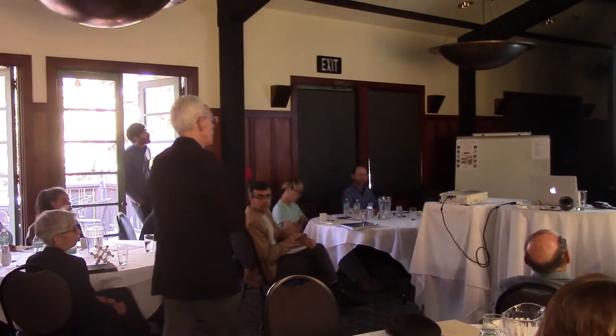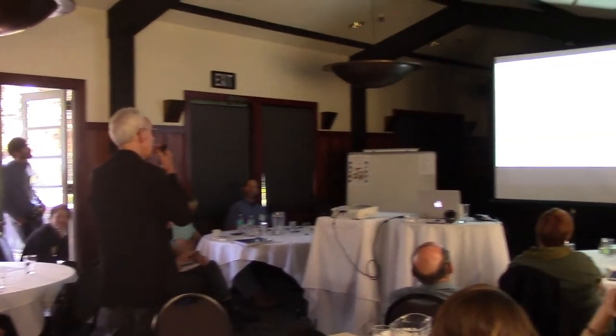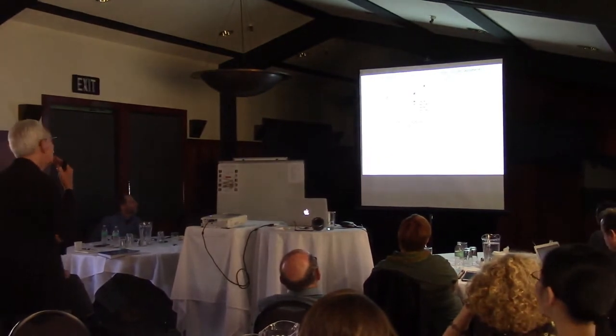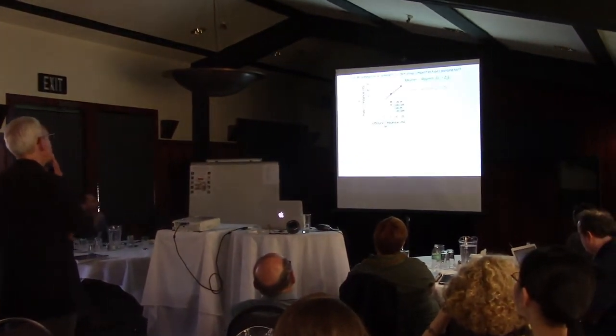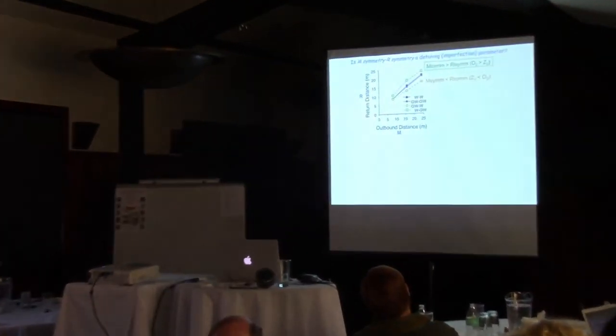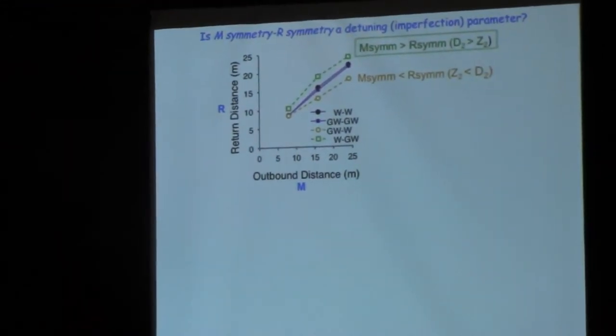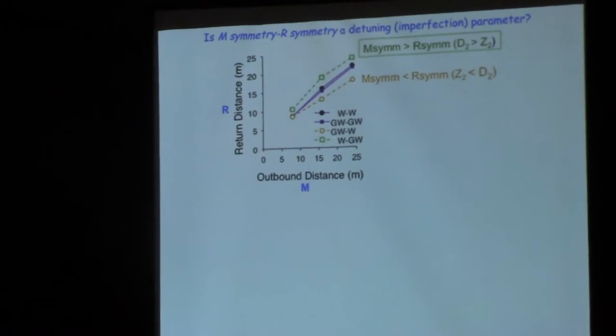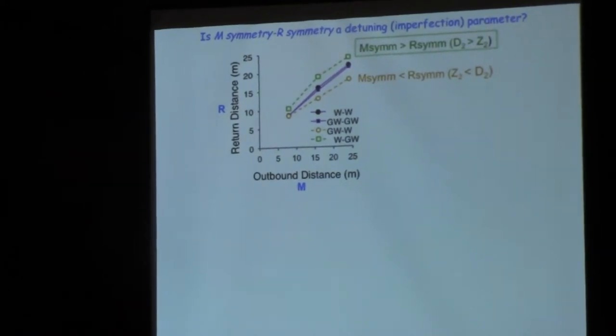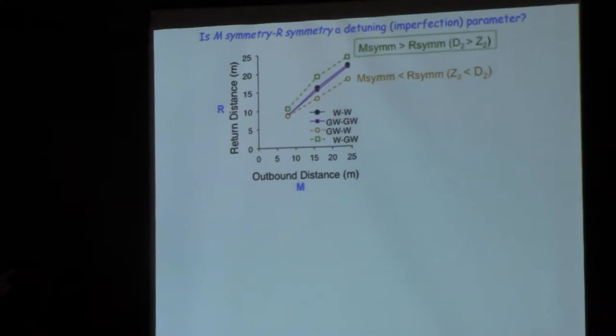So here we have a case where M symmetry is greater than R symmetry. That means the D2 is greater than Z2 in its influence. And likewise, we have M symmetry is less than R symmetry, and in this case, Z2 is less than D2. And what we have is walk-walk in the middle and gallop-walk-walk.